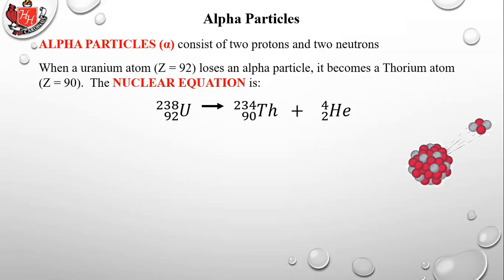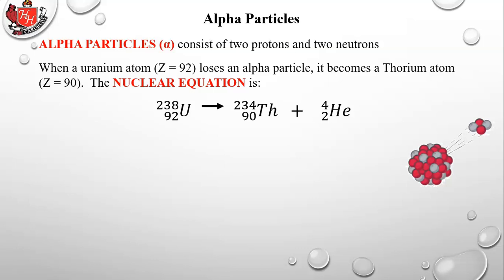So if you look at your periodic table, number 90 is thorium. So you now have a new element, thorium-234, which has to have 90 protons. The other thing that came out of that was the alpha particle, and that's the helium. It's equivalent to a helium nucleus. It didn't come from a helium atom. It came from the nucleus of the uranium, but it's effectively a helium nucleus.